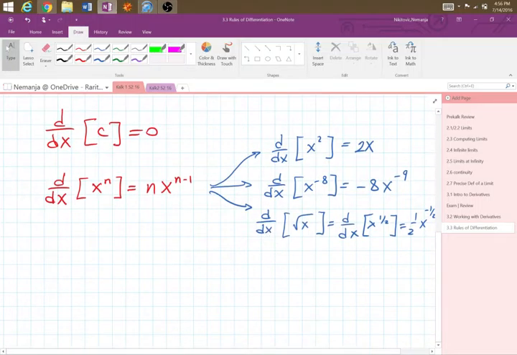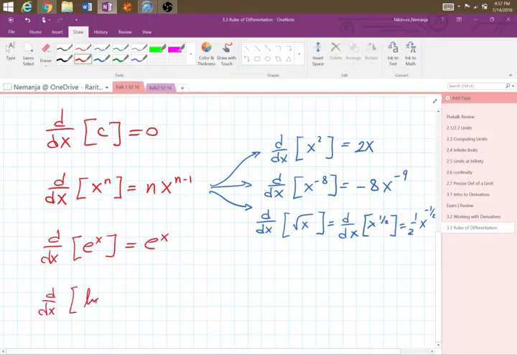So we covered constants. We covered x to the n, where n can be positive, negative, or a fraction to accommodate all of the square roots, cube roots, and so on. Another one that we need to memorize is that the derivative of e to the x is e to the x. That one stays unchanged. It is the only function in the galaxy that does that. So the derivative of e to the x is e to the x. The derivative of ln x is 1 over x.